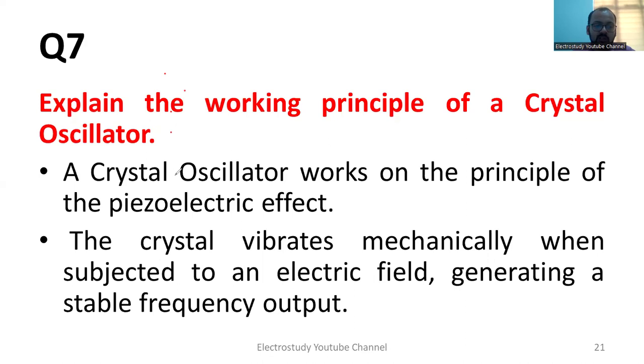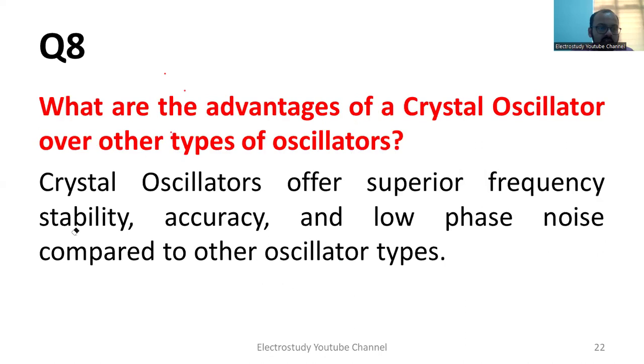Explain the working principle of the crystal oscillator. A crystal oscillator works based on the principle of the piezoelectric effect, which I mentioned just now. The crystal vibrates mechanically when subjected to an electric field, generating a stable frequency output. That is a speciality of the crystal oscillator. Next, we can explain the advantages of the crystal oscillator compared to other types of oscillator. The advantage is that it is more stable compared to the Colpitts oscillator. Even the accuracy is high.